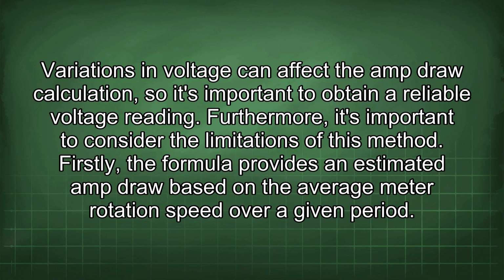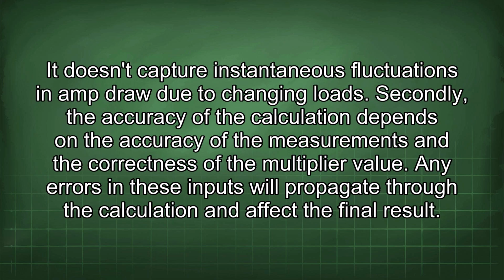Furthermore, it's important to consider the limitations of this method. Firstly, the formula provides an estimated amp draw based on the average meter rotation speed over a given period. It doesn't capture instantaneous fluctuations in amp draw due to changing loads. Secondly, the accuracy of the calculation depends on the accuracy of the measurements and the correctness of the multiplier value. Any errors in these inputs will propagate through the calculation and affect the final result.